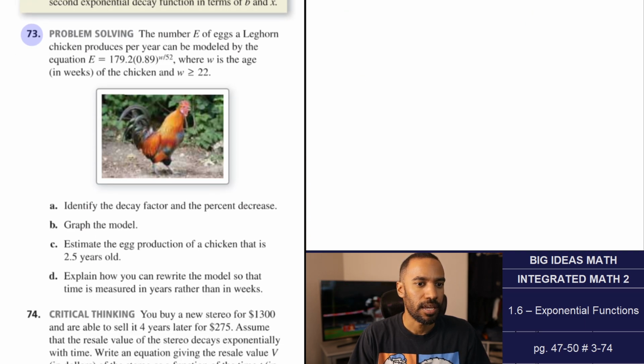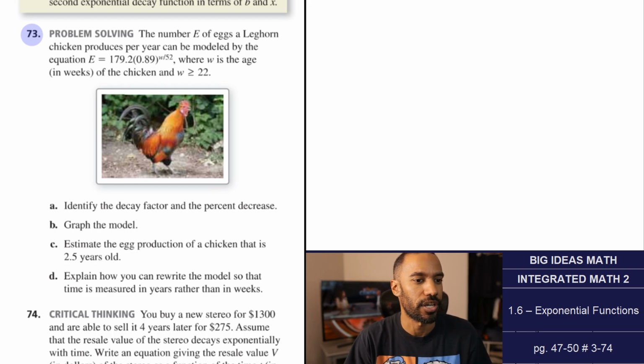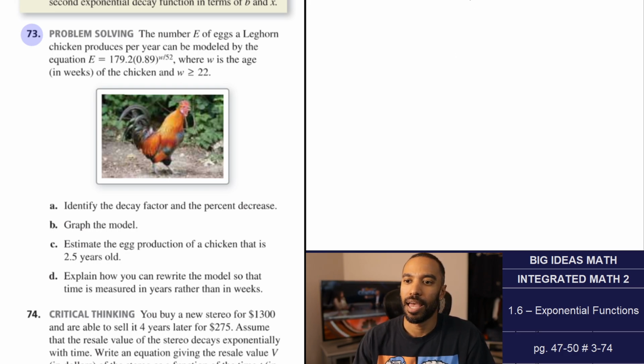All right, number 73. The number E of eggs a leghorn chicken produces per year can be modeled by this equation, where W is the age in weeks of the chicken and W is greater than or equal to 22. So this model only applies for chickens who are 22 weeks old or older, I guess because that's when they start producing eggs. Part A, identify the decay factor and the percent decrease.